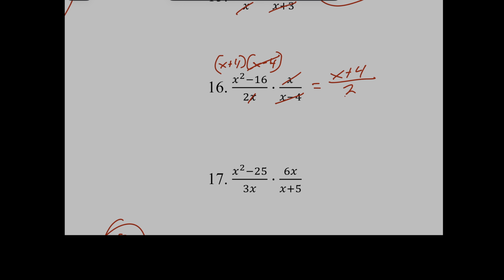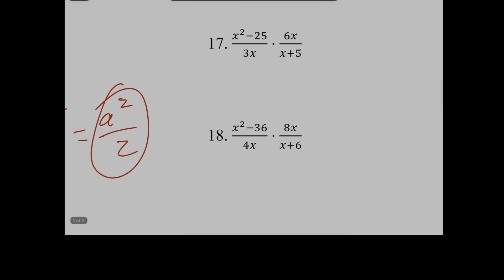Now, can I cancel the 2 and the 4? No, because that 4 is attached to a plus sign. If it was 4x, that 4 is multiplying by the x, yes, you can reduce the 2 and the 4. But once you put that plus sign on, that's like a glue. You can't get rid of them.